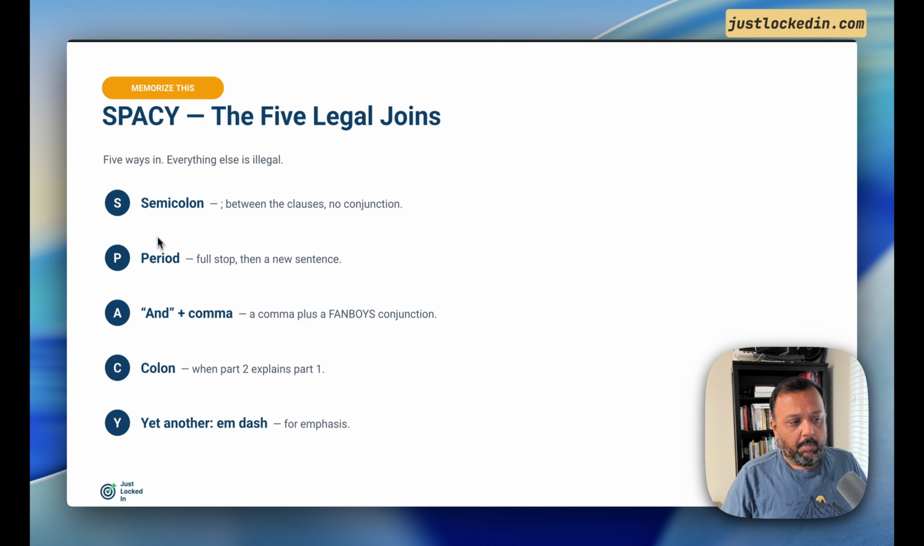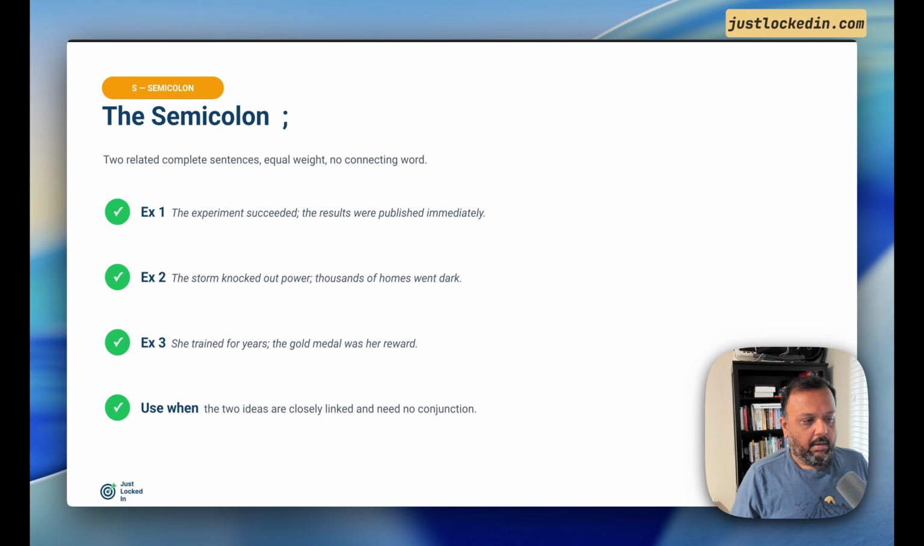Now we are going to go one by one and see how to use each of these rules. Okay. Semicolon. Semicolon is to connect two related sentences. Okay. So there's no connecting word. You're not going to use a conjunction or anything. You're going to use semicolon like you would use a full stop. Okay. So the experiment succeeded. The results were published immediately. Okay. So these two are independent clauses. The experiment succeeded is an independent clause. The results were published immediately is an independent clause. And you put a semicolon after the first one.